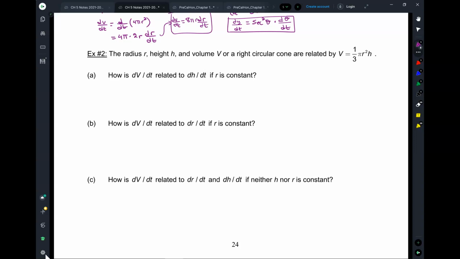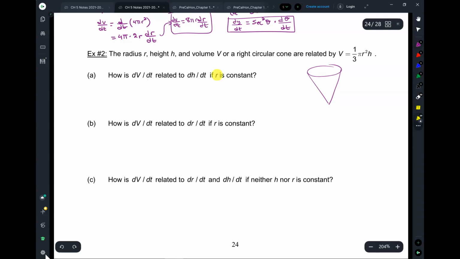All right, so here we go. We have a right circular cone. What is a right circular cone, you ask? It's your average snow cone. The radius, height, and the volume are related by the equation V equals one third pi r squared h. How is dV/dt related to dh/dt if r is a constant? In math, when they ask how is one thing related to another, we're not looking for aunts and uncles. It's like, what's the equation that connects the two of them? So let's see. Well, V is that, right?